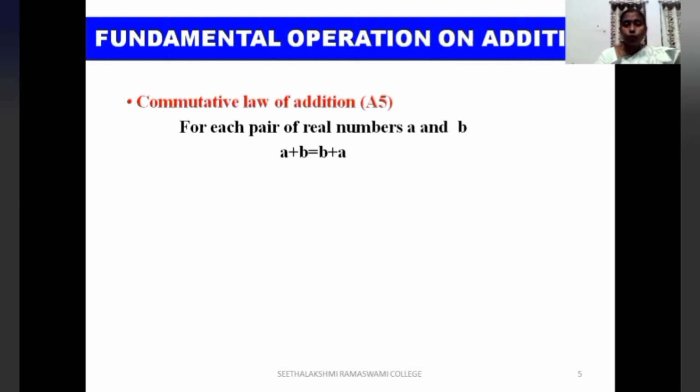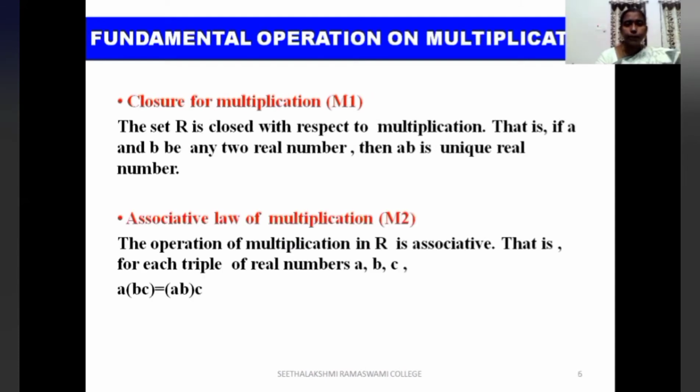Next, move on to fundamental operations on multiplication. First property, closure property for multiplication, M1. The set R is closed with respect to multiplication. That is, if a and b are any two real numbers, then ab is a unique real number. That means if a, b belong to R, then ab belongs to the same real number system.